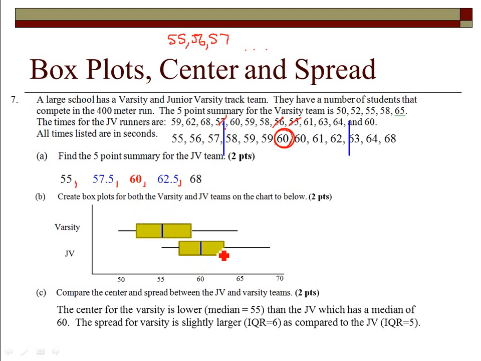Then I ask you to compare the center and spread for the JV and varsity teams. I already had the answer written down here. I forgot to animate that part.